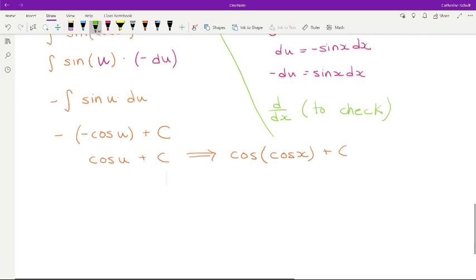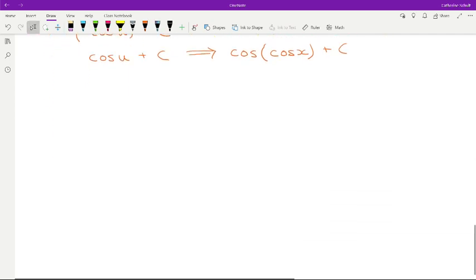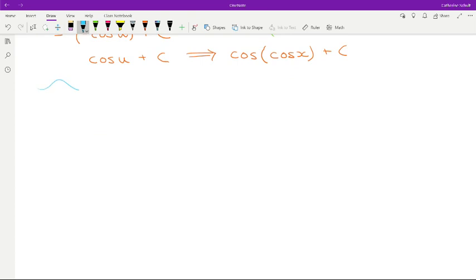Here we go, let's look at another example. Why don't you try this one on your own now that we've done a couple. Let's do the indefinite integral of sine root x divided by root x dx. Go ahead and push pause, work it out, and then come back and we'll see how you do.